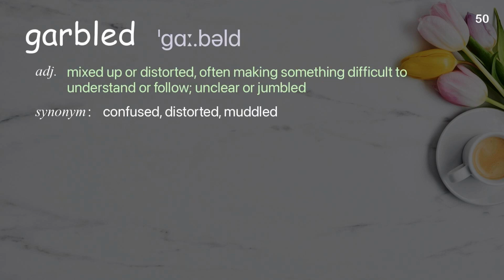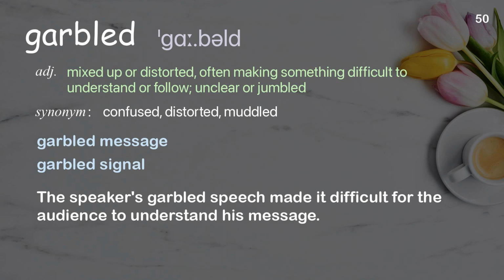Garbled. Mixed up or distorted, often making something difficult to understand or follow, unclear or jumbled. Examples. Garbled message. Garbled signal. The speaker's garbled speech made it difficult for the audience to understand his message.